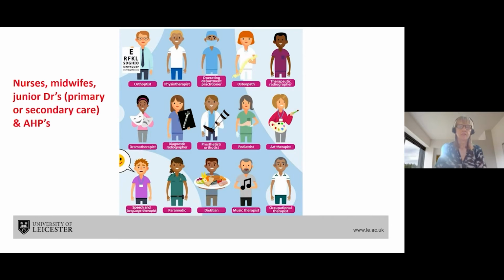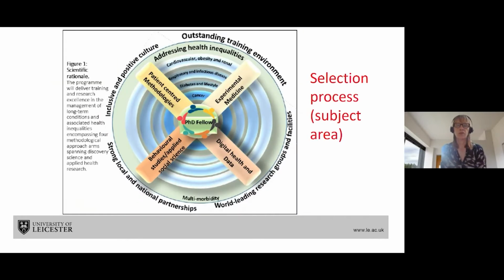So in terms of the subject areas, this was the infographic that we submitted with the bid. Now, many of you may know that clinical medicine is rated very highly in Leicester, and in fact we came second in this year's REF. And these are the clinical areas that we broadly excel in. So that would be cardiovascular with a focus on obesity and renal disease, respiratory disease, and alongside that infectious diseases, diabetes and lifestyle, and cancer.